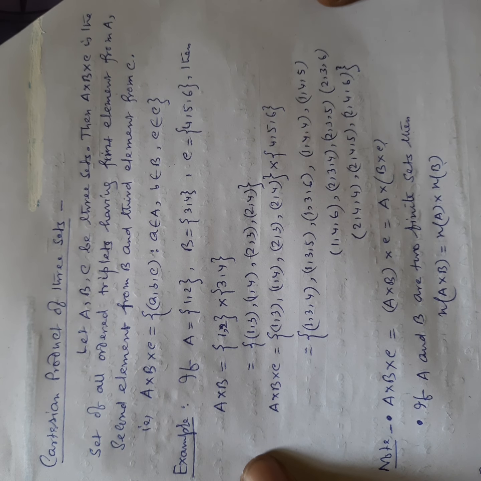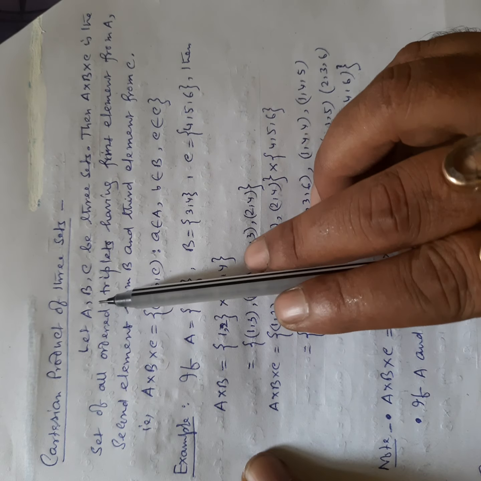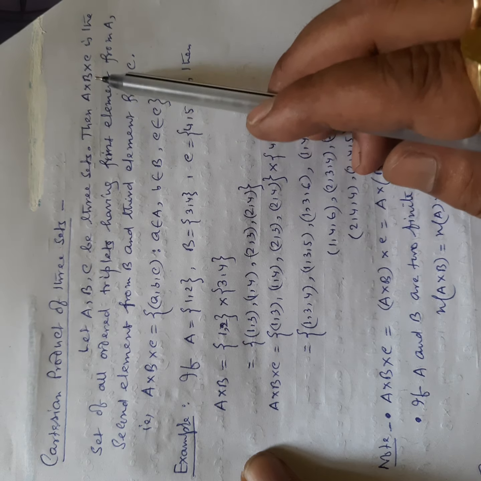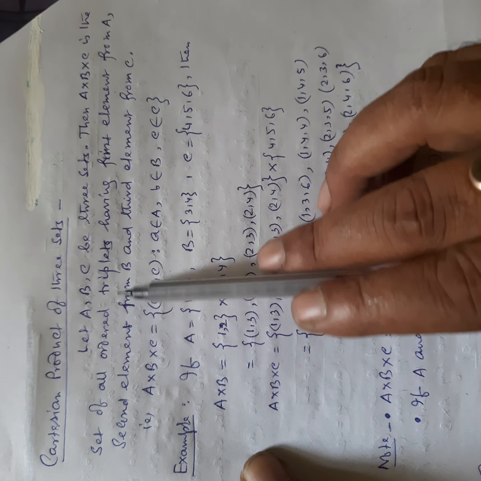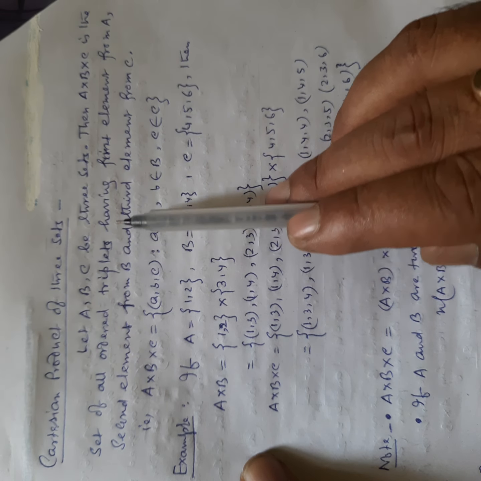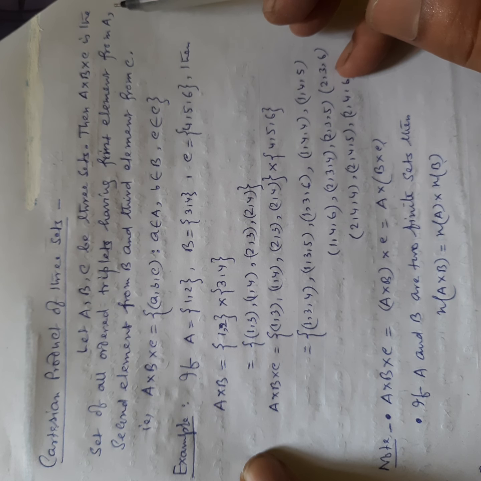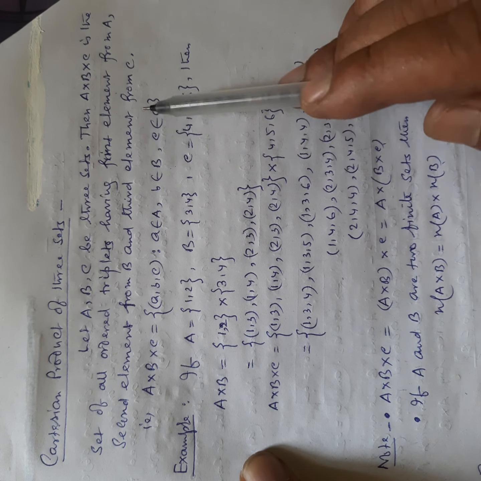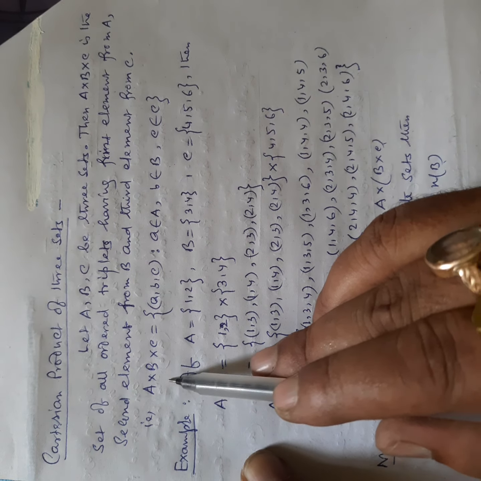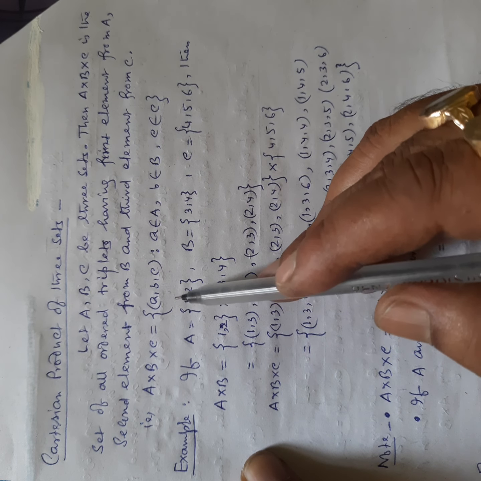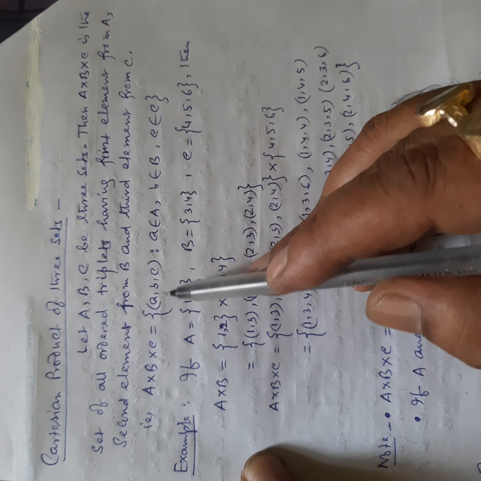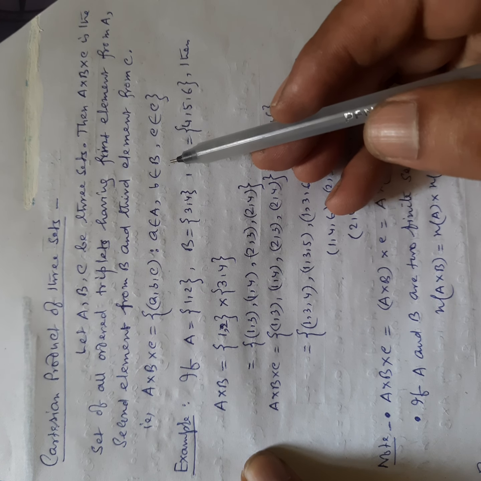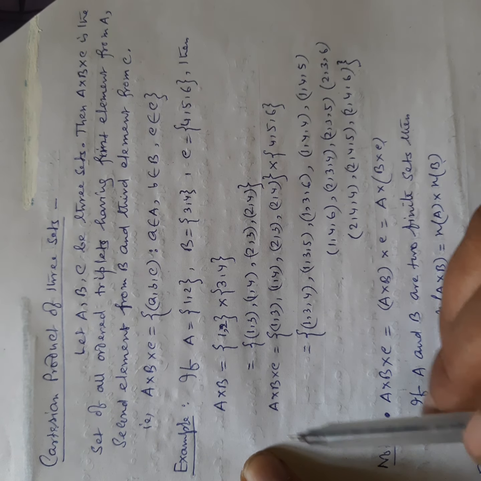Cartesian product of three sets. Let A, B, C be three sets. Then A cross B cross C is the set of all ordered triplets having first element from capital A, second element from capital B and third element from capital C. That is, A cross B cross C equals the set of ordered triplets (a, b, c) such that small a belongs to capital A, small b belongs to capital B, small c belongs to capital C.